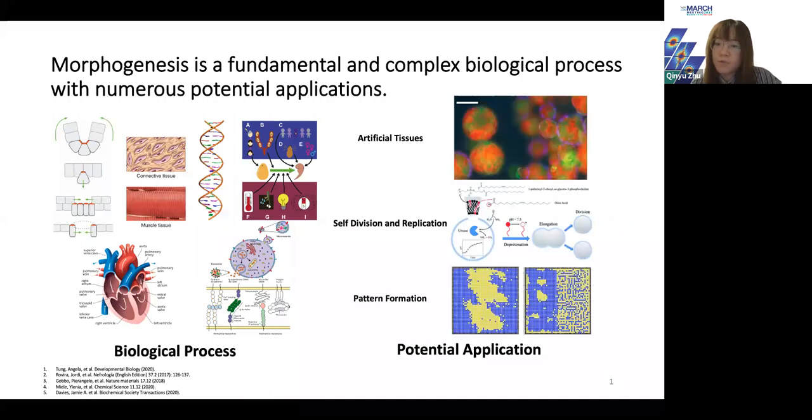So it's natural to think of simplifying and mimicking this process in a synthetic system. If we can achieve morphogenetic behavior in a synthetic system, we could potentially understand more extensively about morphogenesis in biological systems and also apply it to different research areas. For example, we can synthesize artificial tissues and make protocells that can divide and replicate autonomously for self-repair, or create certain patterns and use them in mini robot manipulation.